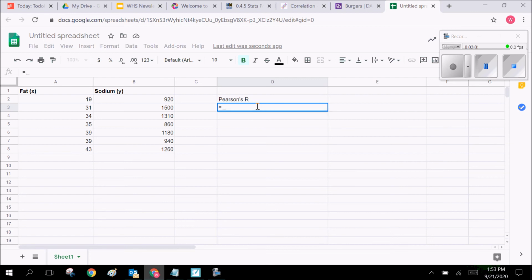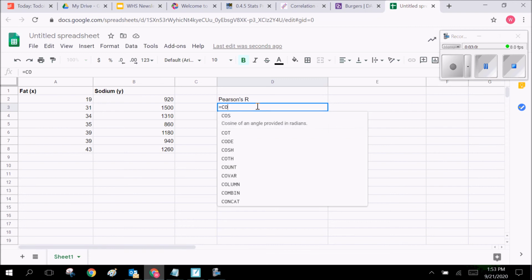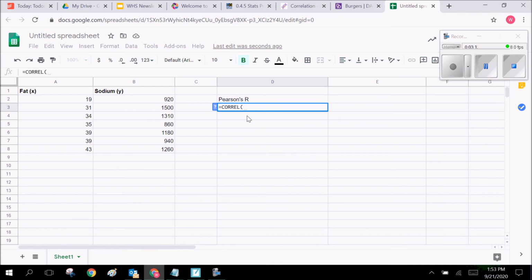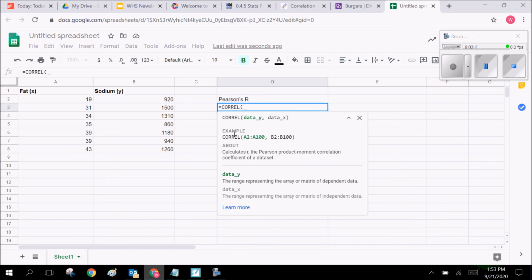So I'm going to press the equal sign, which is how you start any calculation. And then I'm going to go ahead and type in CORREL. You're going to see this come up right here, Pearson's correlation coefficient. Now essentially what that is, and you can go ahead and turn on the formula help, it's going to describe to you, this is going to be a formula that's going to help us to actually determine statistically whether or not this fat is related to the sodium in these burgers.